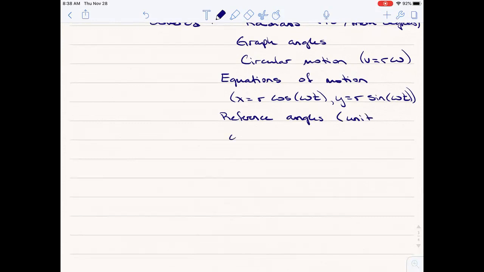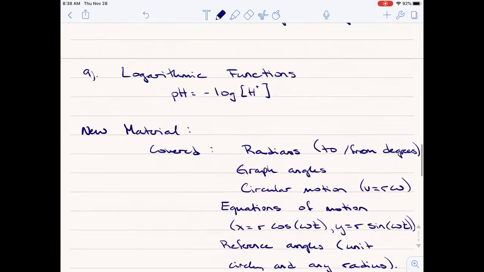On the unit circle and any radius. We kind of started on the unit circle because things are kind of nice and clean on the unit circle, because the radius is 1, right? And then we expanded and all those things applied for any radius as well, but it kind of made our formulas a little bit nastier. So we were on question 9.